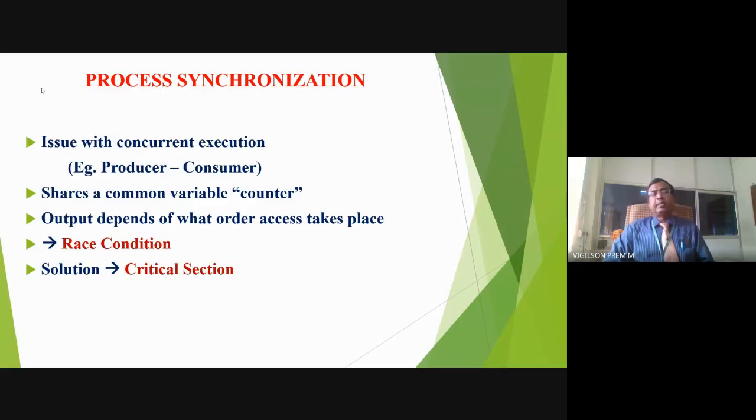Now we are going to discuss one small issue with the concurrent execution. Concurrent execution means what? Parallel execution. This parallel execution problem will come when we are using a shared memory system. Listen carefully. I'm just trying to explain the situation.